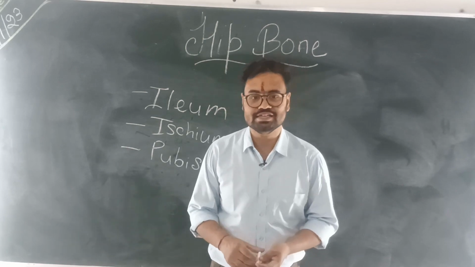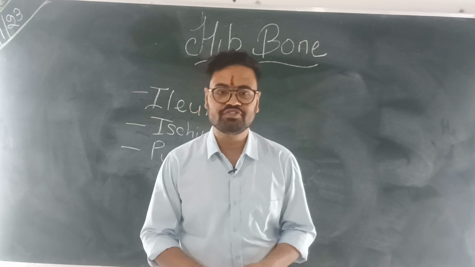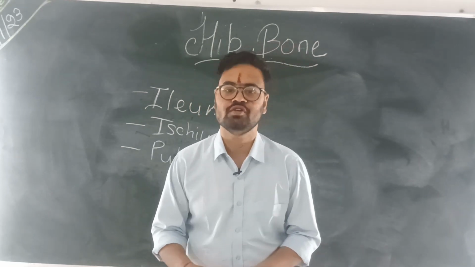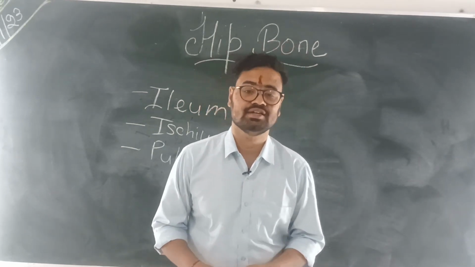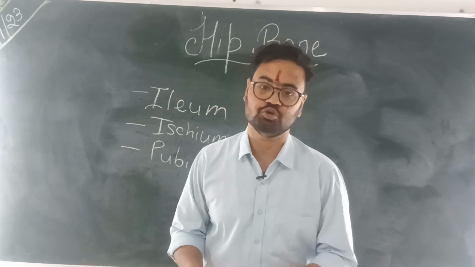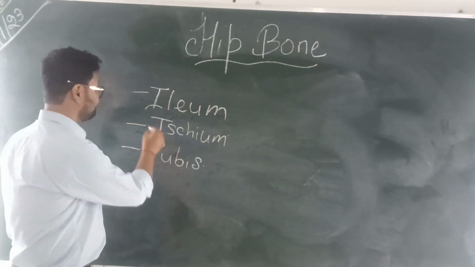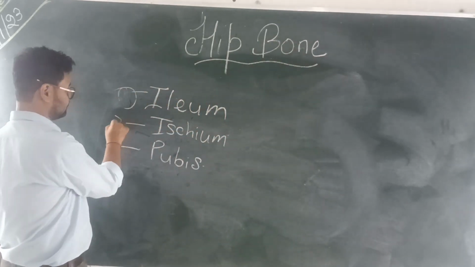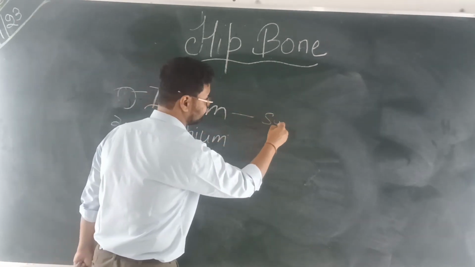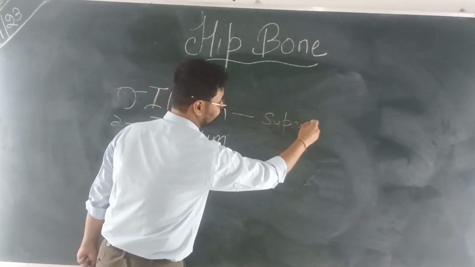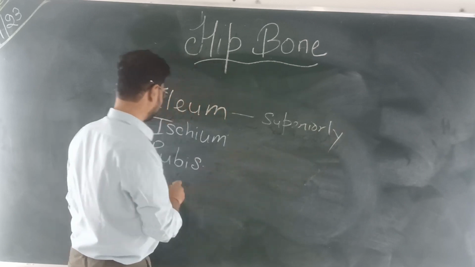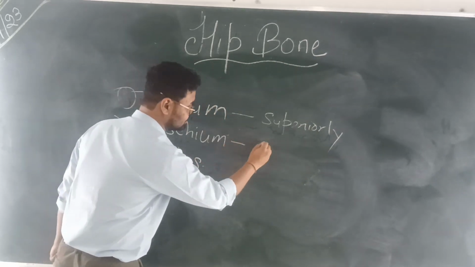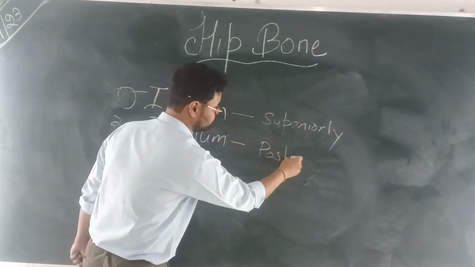Today's topic is hip bone. So basically, hip bone consists of three major bones, that is ilium, ischium and pubis. So ilium, that is the first bone. It lies superiorly. And second bone is ischium. It lies posterior-inferiorly.